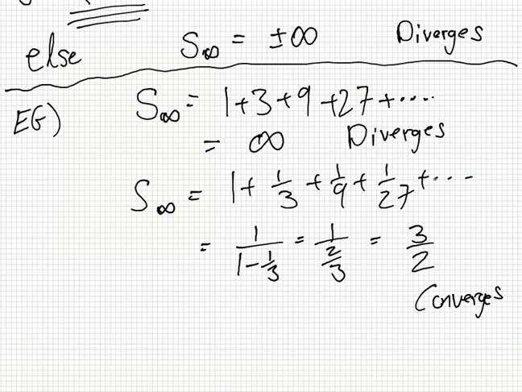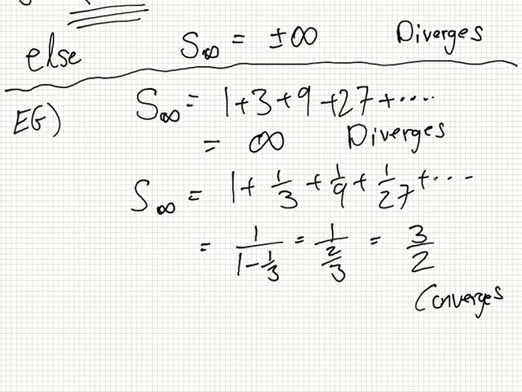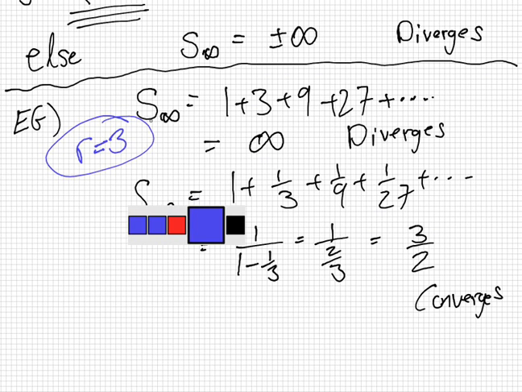Yes? Can I show you something here on the program? Yeah? Oh, it's loading. So look, if the r is between -1 and 1, does it converge or diverge? Converge. And if the r is not between -1 and 1, it diverges. So here, look, the r is equal to 3. So this means it diverges.